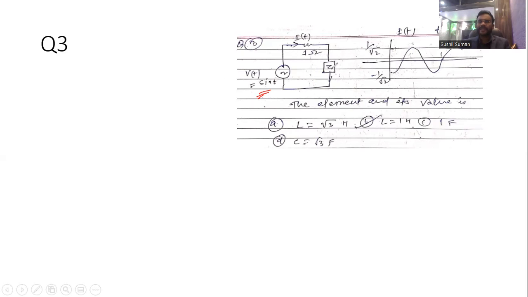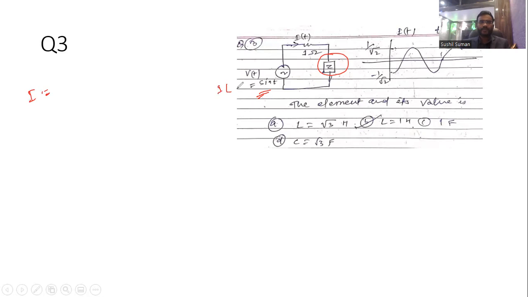So what is the Z element? Is it inductance or capacitance? If it is inductance, then what is the value? My dear students, this is lagging. If the current is lagging, then the element is what? Inductor. So the I can be written right here.